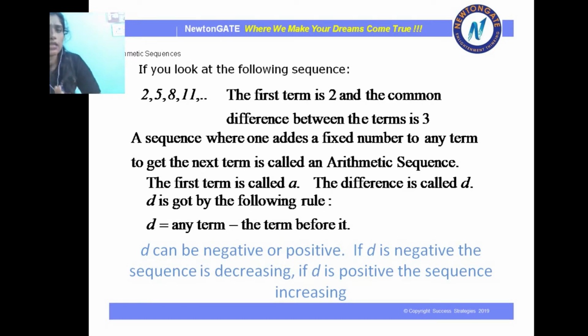But the same thing, if I take a sequence, suppose 10, 7, 4, like this if we take, you can see that it is still an arithmetic sequence. But here it is decreasing. Okay. So D can be positive as well as negative. No doubt in that. If D is positive, it is increasing and hence the sequence also increases. It is an increasing sequence. And if D is negative, then it is a decreasing sequence.